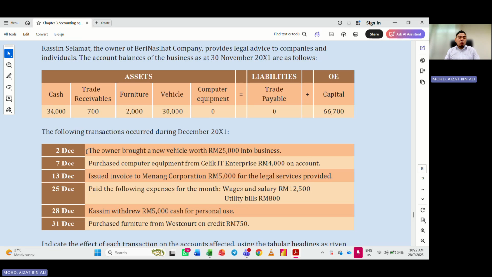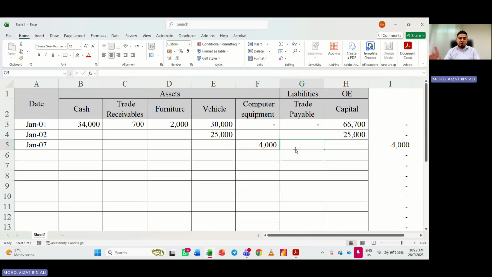Instead, we owe money to Chile IT Enterprise. And when we owe money to another business, in accounting, it is called trade payable. Before this, we have zero in our trade payable. Now we owe money to another business, so trade payable increases. Let's record under trade payable 4,000 ringgit. As you can see, we always have to make sure the debits always equal the credits.